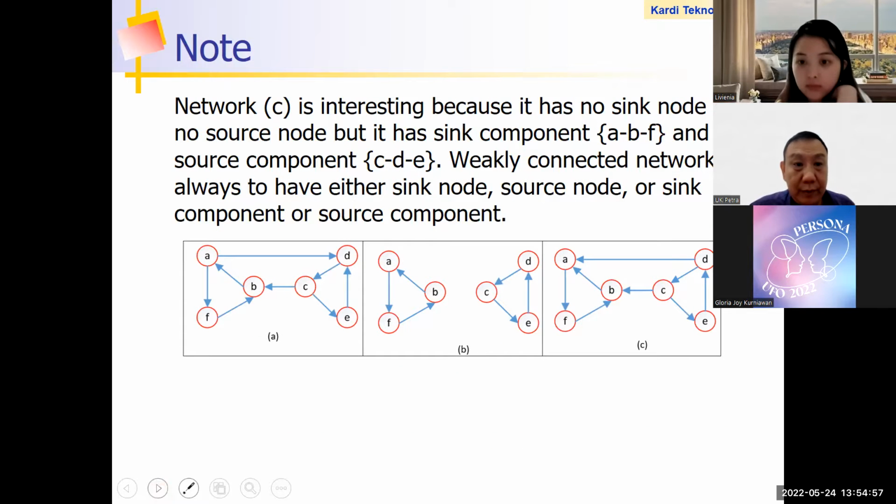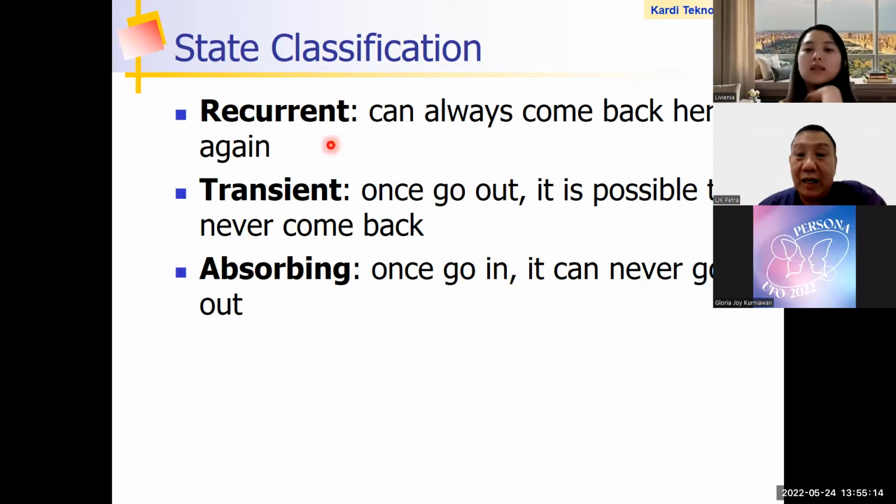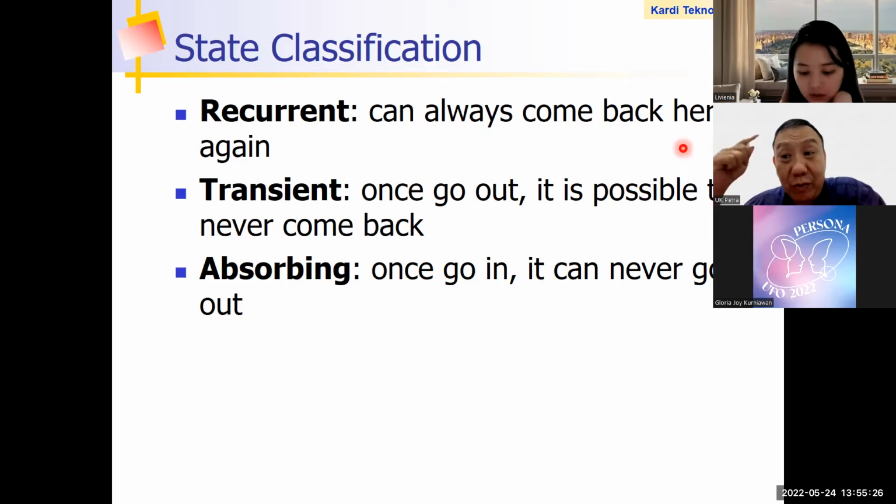Okay. So this is just the explanation. Now, next is state classification, which is three things. Absorbing, you already know, the sink node. There are two more classifications that you also need to know: recurrent and transient. What is recurrent? Recurrent means you can always come back here again. You don't know when, but one day it will come back. Transient means source. Once you go out, it is possible that you will never come back.